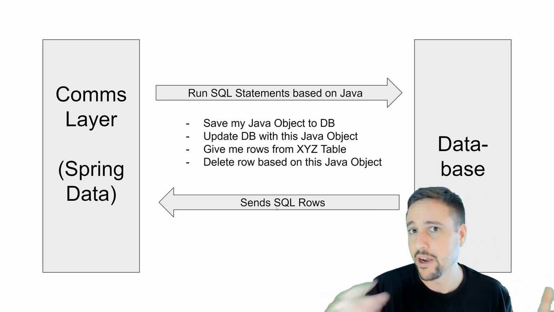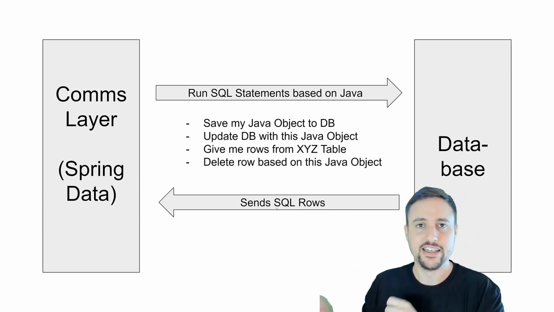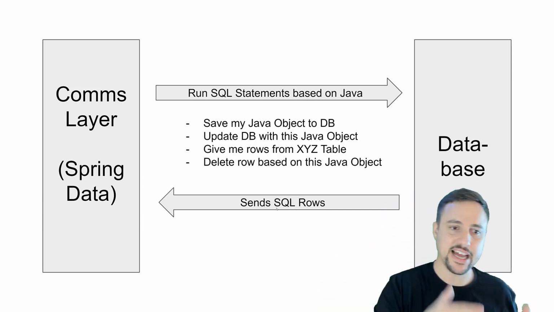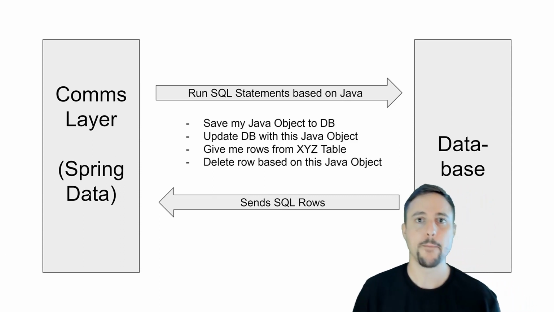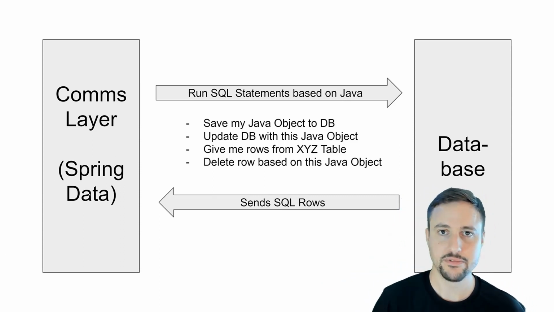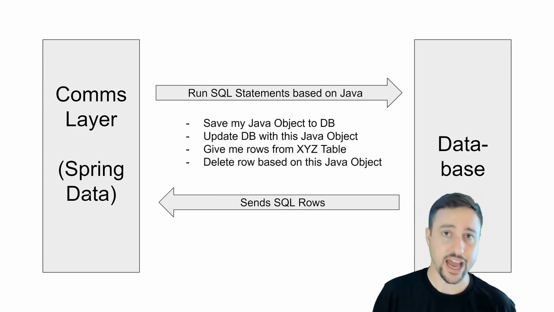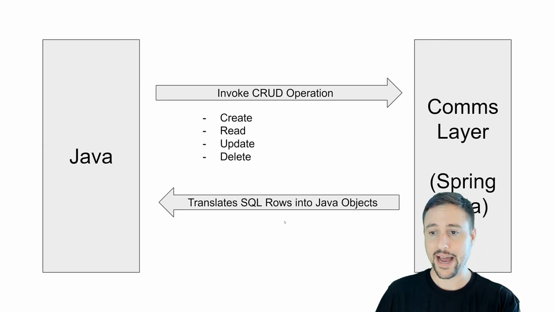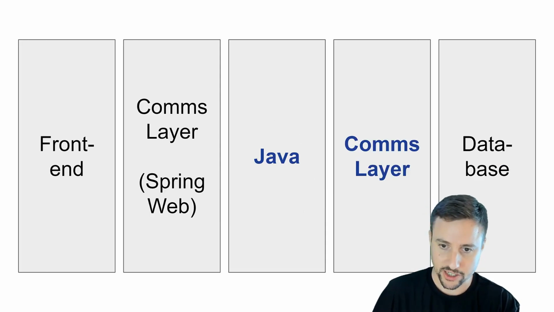Let's just say it's comma separated, right? Each column is comma separated. Each piece of data is comma separated, and it sends that back to the Spring data layer, right? Spring data will receive a bunch of comma separated text, right? But comma separated text is not a Java object. So we have to go backwards to this, right? Where the communications layer talks to Java.